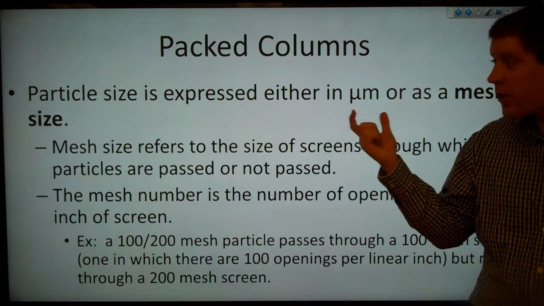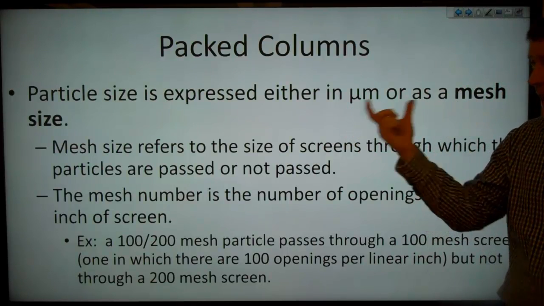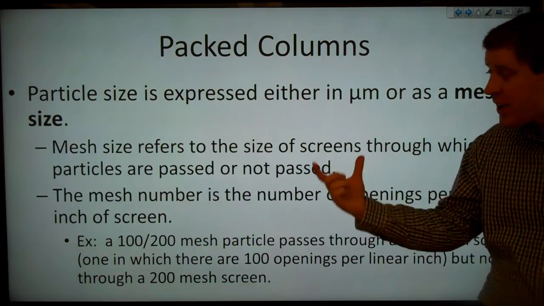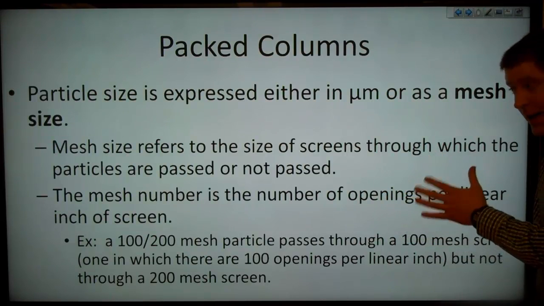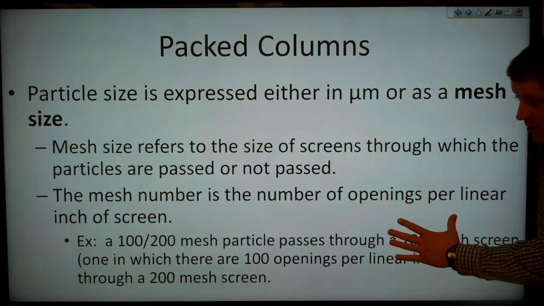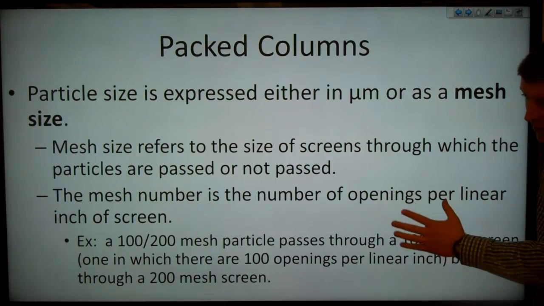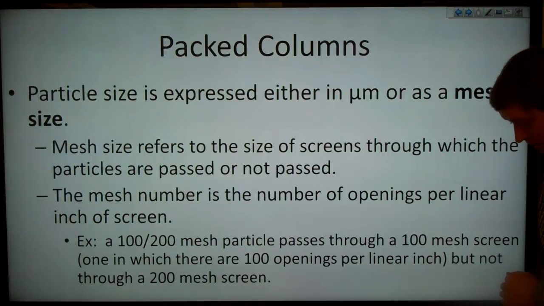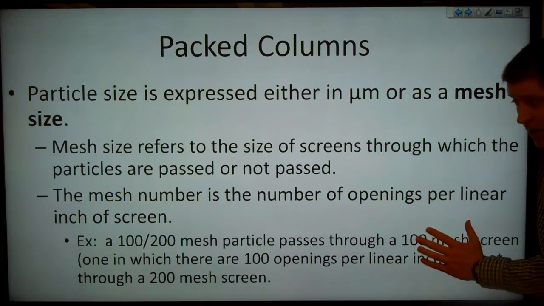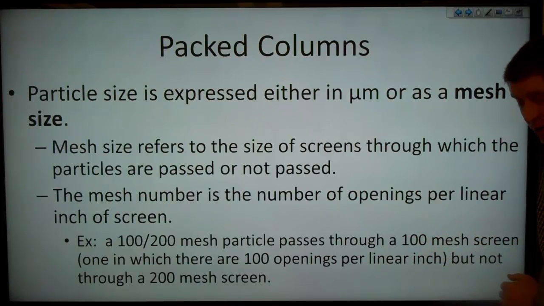Now, the particle size in our packed column is expressed either in microns or as a mesh size. Mesh size refers to the size of screens through which the particles are passed or not passed. So the mesh number is the number of openings per linear inch of the screen. For example, a 100-200 mesh particle passes through a 100 mesh screen, one in which there are 100 openings per linear inch, but not through a 200 mesh screen.